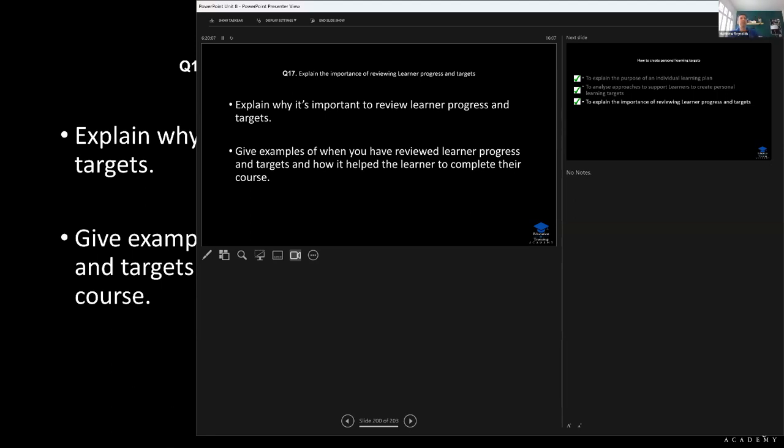So we go back to why people drop out of the courses. These are why it's important that we review progress and targets, because actually we can deal with these problems before they become massive problems that it's too late to overcome. So the earlier we can identify these issues, the earlier we can resolve them, so it doesn't get too big a problem in that situation.